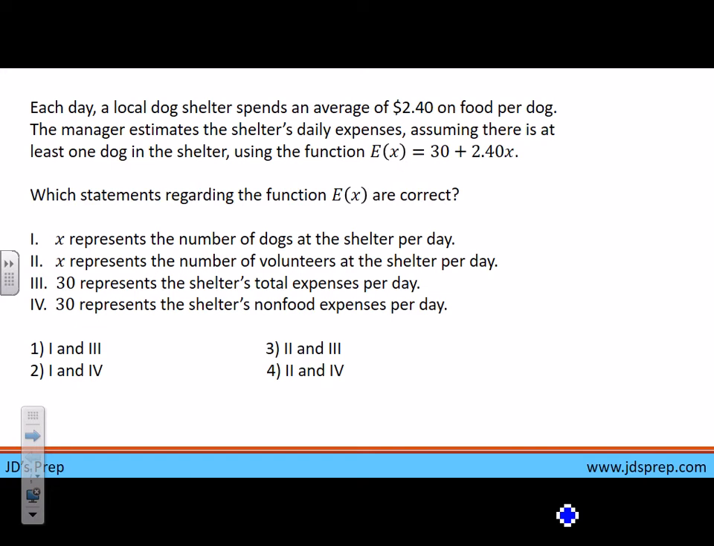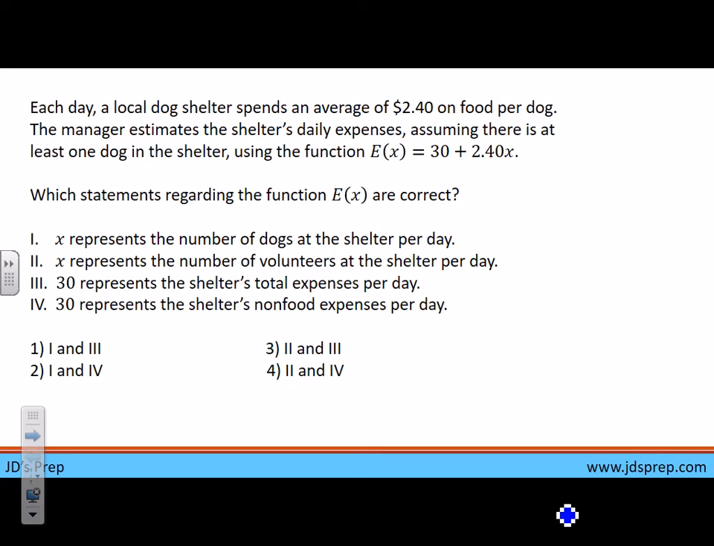This problem is all about understanding the scenario that's given to us in the word problem and knowing what the different parts of the equation that we're given, the function e of x, represent. When you're reading through the statements, you can always go back to the original problem and see if you can make things match up.